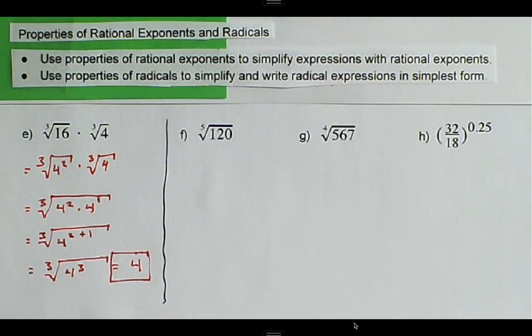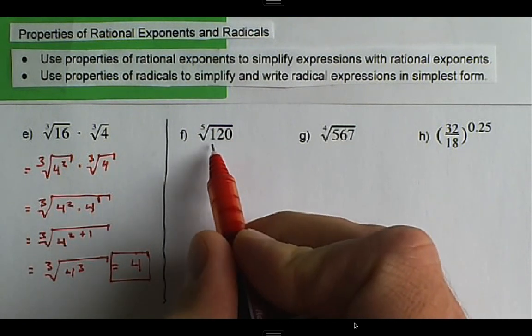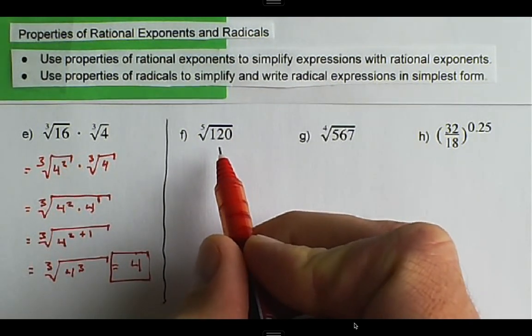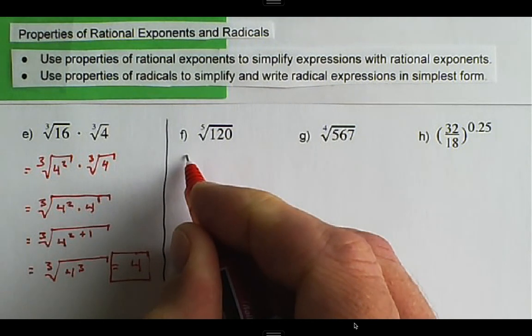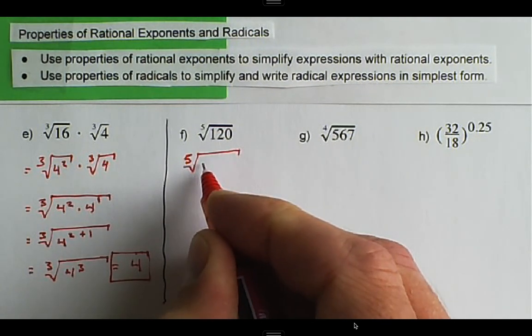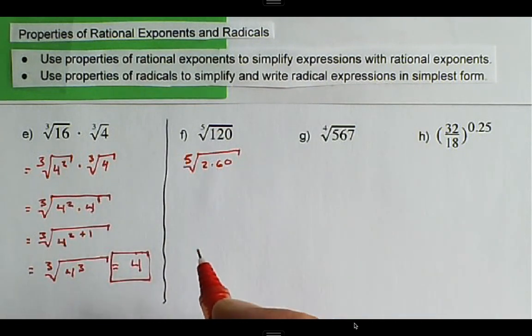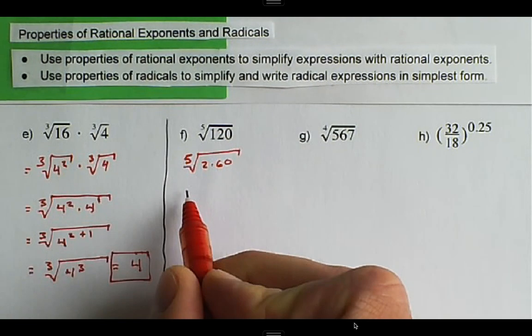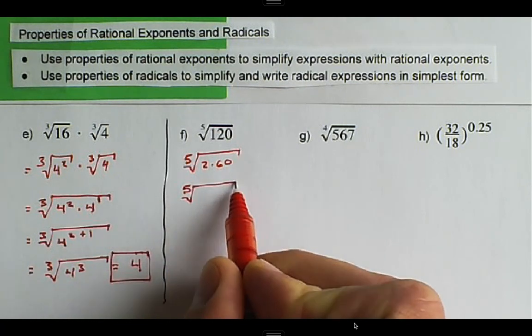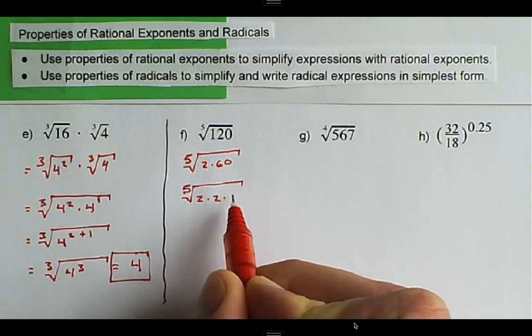The next example, trying to find the simplest form. And what we want to try to do is find a way to take 5 of something out of the radical. We know this is an even number, so we can divide by 2. So the fifth root of 2 times 60. And then we can divide 60 again by 2. So the fifth root of 2 times 2 times 30.